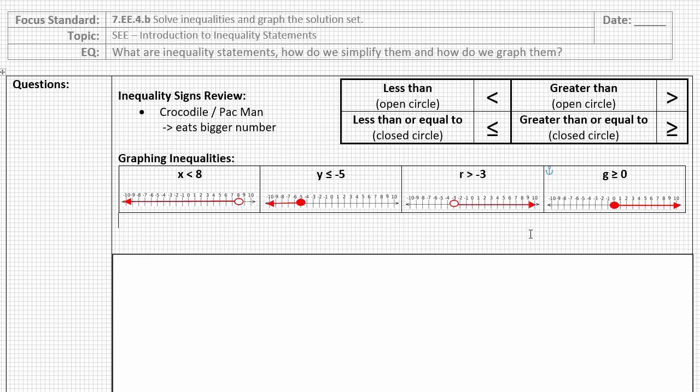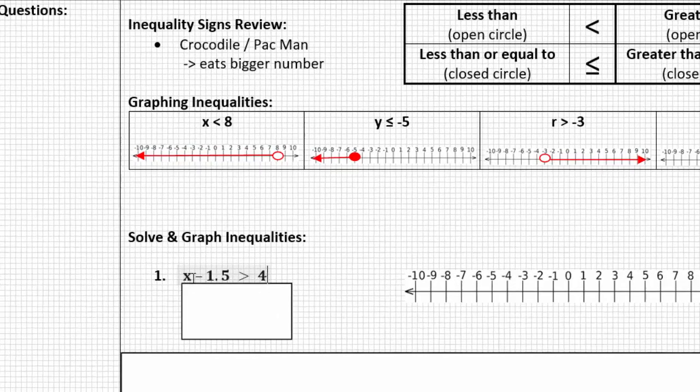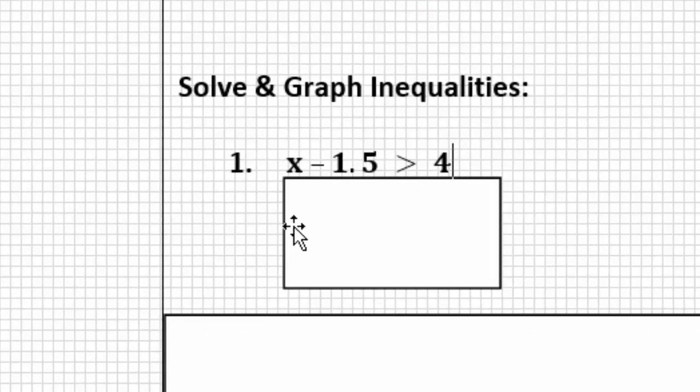So let's go ahead and look at some where we actually have to do some work to solve the inequality. So our first inequality that we want to solve is x minus 1½ is greater than 4. So first we're going to ignore for now this greater than symbol and just treat it as if it were an equation. How would we solve this expression, or this statement, this math sentence, if it was an equation?